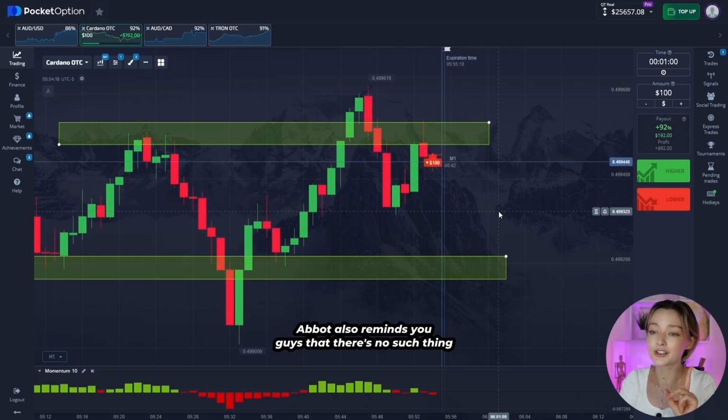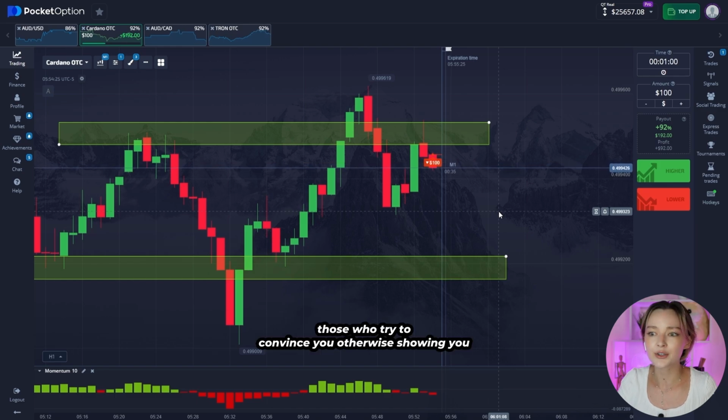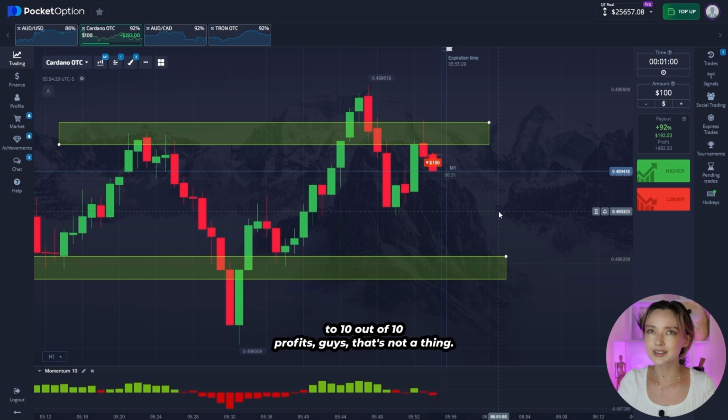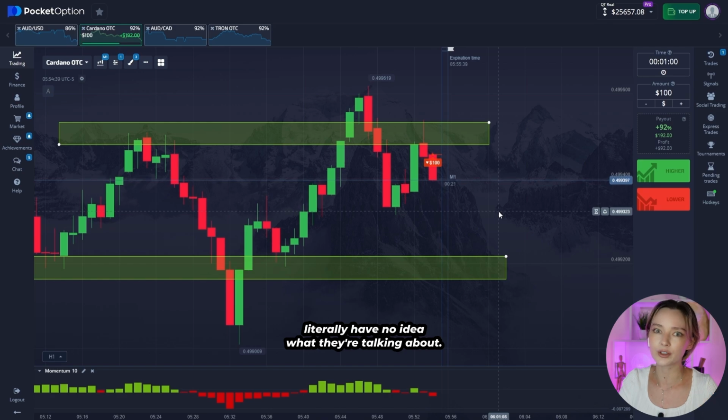I would also remind you guys that there's no such thing as a 100% profitable strategy. Those who try to convince you otherwise, showing you some 100% reliable strategy that gets you 10 out of 10 profits, guys, that's not a thing. The market is almost like a living creature. It's unpredictable. Anyone who tries to convince you otherwise literally has no idea what they're talking about.